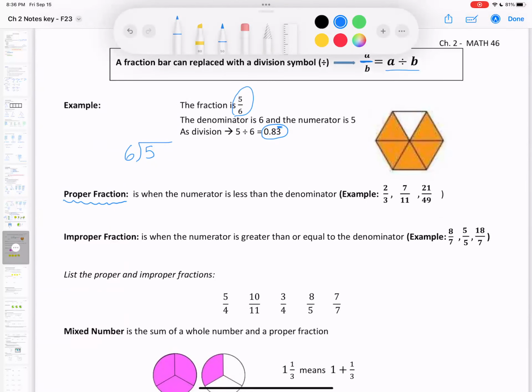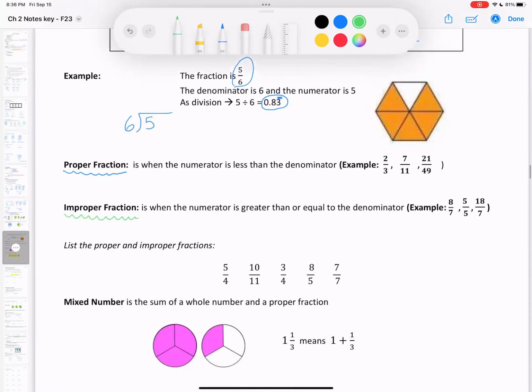An improper fraction then is where that's not the case. So in an improper fraction, our numerator is greater than or equal to the denominator. So 8/7 is an improper fraction because the 8's bigger than the 7. 5/5 is actually an improper fraction because those two numbers are equal. And 18/7 would be another example.